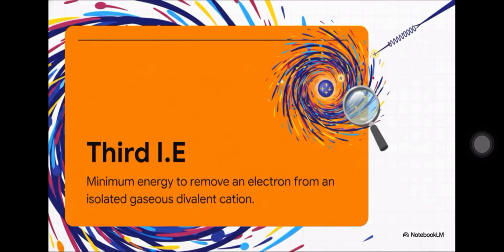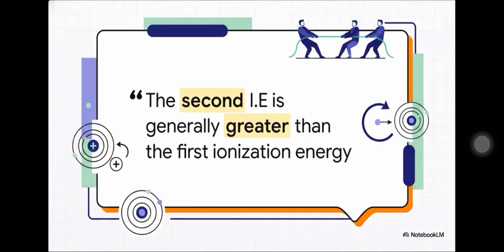And scaling up the intensity even further, the third ionization energy is the energy required to remove a third electron from a divalent cation. Taking a third electron is an extreme tug-of-war against an incredibly tight grip. But why exactly does the grip keep getting tighter? Here is the absolute crucial point.